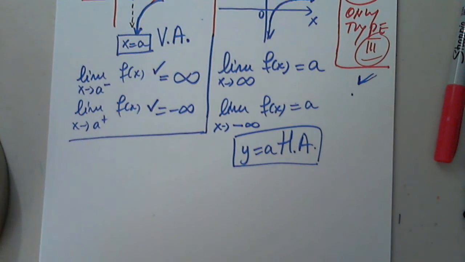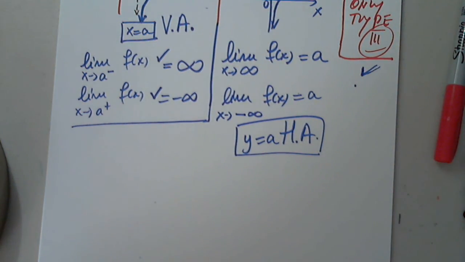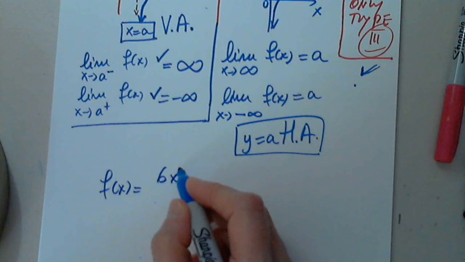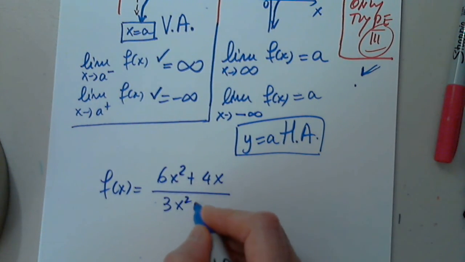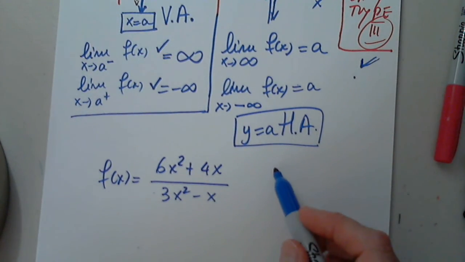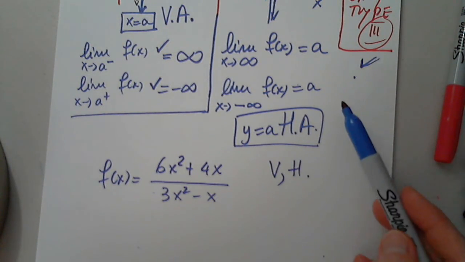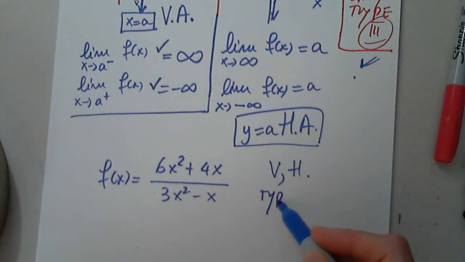Let's start with a type 1. I really want to find the asymptotes first for one problem or two, and then, okay. So here it is. So we have f of x equals 6x squared plus 4x over 3x squared minus x. So we're asked to find vertical and horizontal. Do I know that it doesn't have slant? Of course, because it's same degree over same degree, so this is type 1.